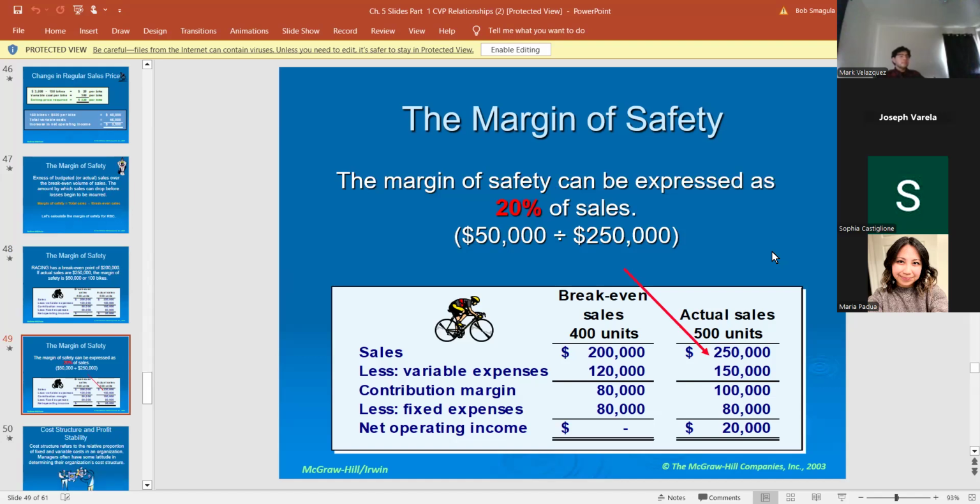The margin of safety can be expressed as a percentage of sales. Our break-even sales number was 200. The actual sales needed to generate the 20,000 was 250. So $50,000 is our margin of safety. Not hard. Total sales less break-even sales, divided by total sales. This is something companies look at all the time. Are we maintaining our margins properly?